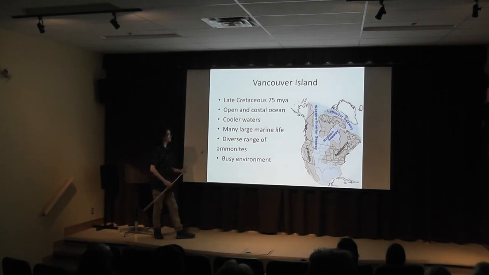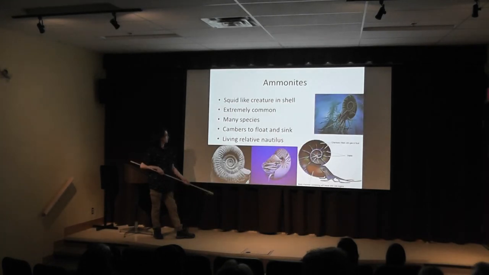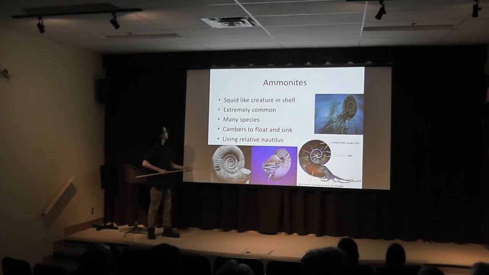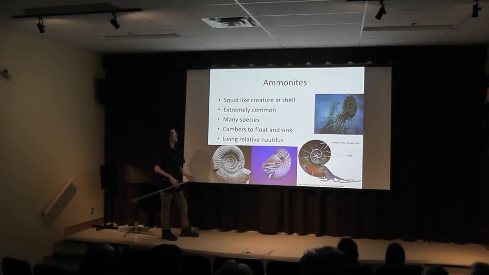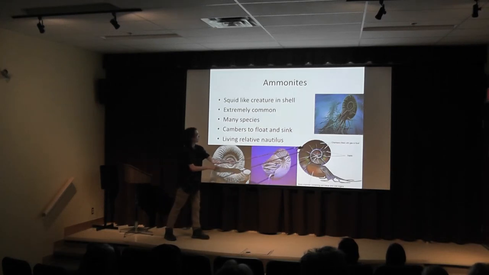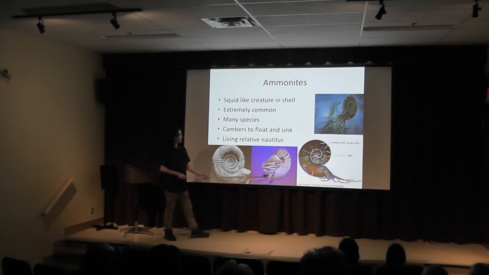Next. So ammonites, with their spiral shells, are closely related to squid and octopus, as they are cephalopods. And they were very common in Vancouver Island during that time. There's many different species as they bred quickly and diversified. Ammonites have chambers in their shells, which they filled with liquids or gases to float or sink in the water column, so it helped control their buoyancy. They do have living relatives, which are called nautilus, bearing a similar shell shape and tentacles.